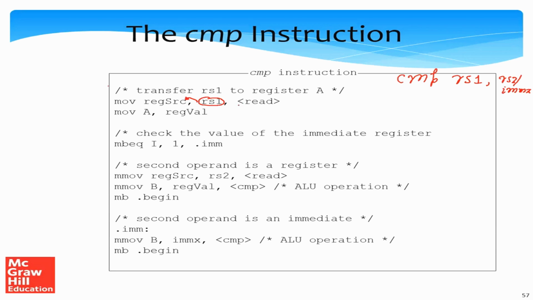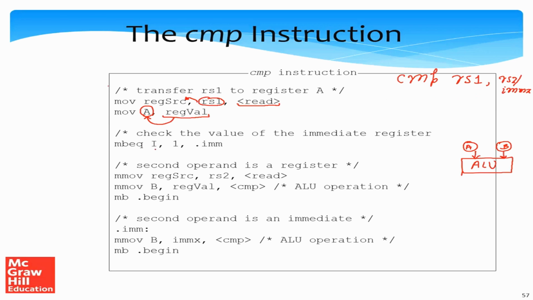That is sent to reg source, and simultaneously a read command is issued. So in one cycle the result is ready. Result meaning the contents of RS1 from the register file is ready in regval, which is transferred to the first micro register in the ALU, which is A and B. So recall that for the ALU, there are 2 micro registers, A and B, and the ALU computes some operation on the contents of A and B. So for A, we have loaded the first argument, the contents of RS1.